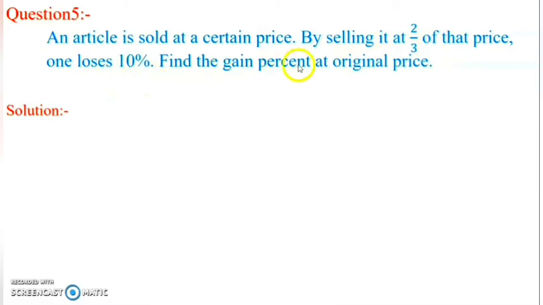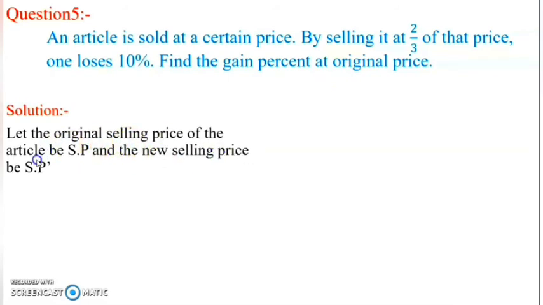Now what I will do is I will denote the new selling price as SP dash and the required or original selling price as SP. So let the original selling price be SP and the new selling price be SP dash. Now what is the relation between them? The new selling price, or the second selling price, is two-thirds of the original one. So SP dash will be two-thirds of SP, and the loss here is 10%.